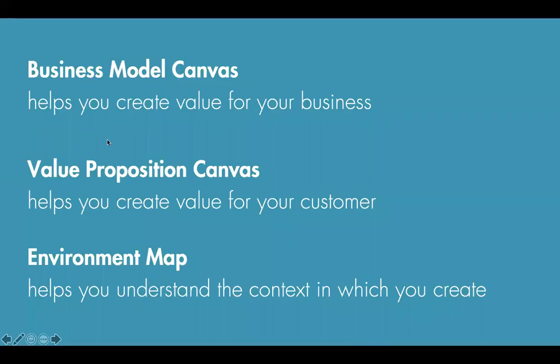Okay, so in a nutshell, the business model canvas helps you create value for your business. So the focus in building the business model canvas is very much on how this business creates value for the business owner, right? And then we look at the value proposition canvas. This is all about creating value for the customer. Forget about your business for a while. And then looking at the environment map, it's all about context, right? So without context, it is very hard for people, both your employees, your customers, or even the community that you work with, to understand where you're coming from.